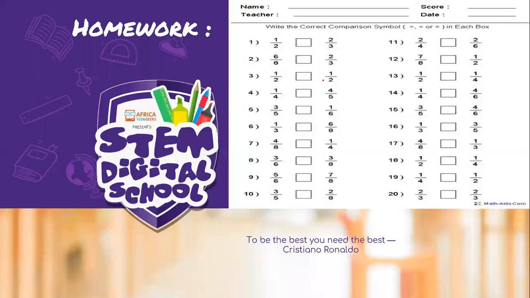Here is your homework. Just write number 1, 11, and 18. Write down number 1, 11, and 18. That will be your homework. Quickly write that down. And if there are any questions, you can quickly ask them now. Please. Number 1, 11, and 18.